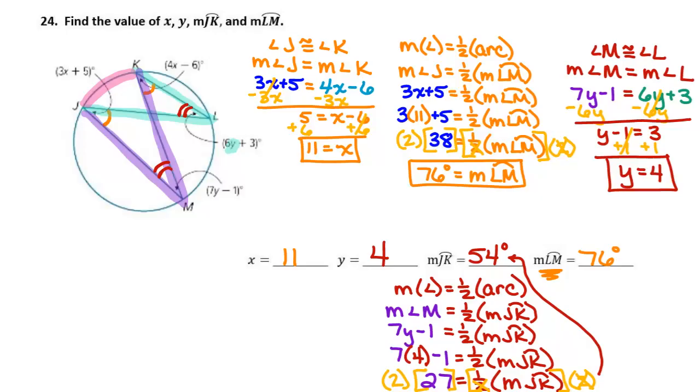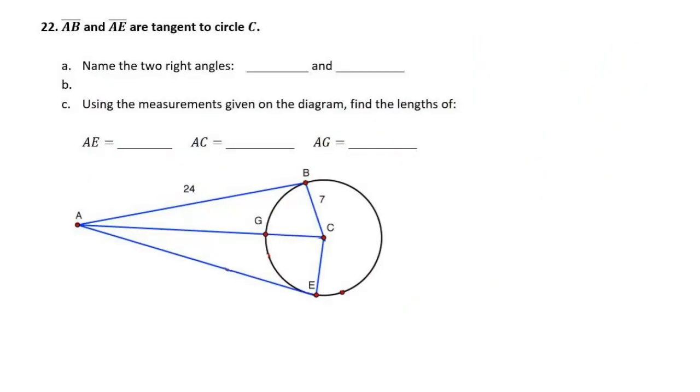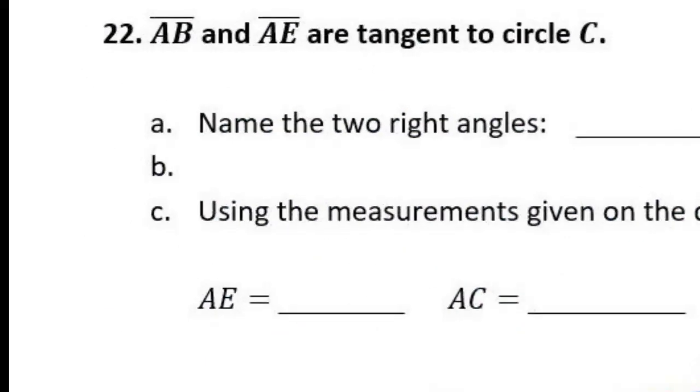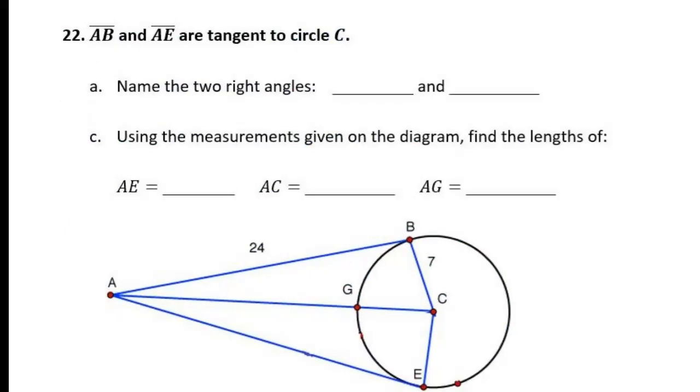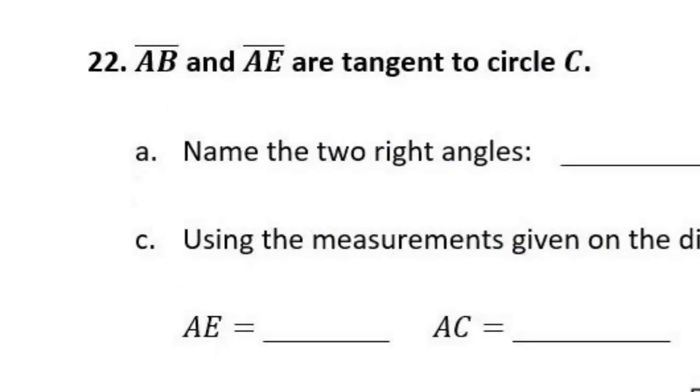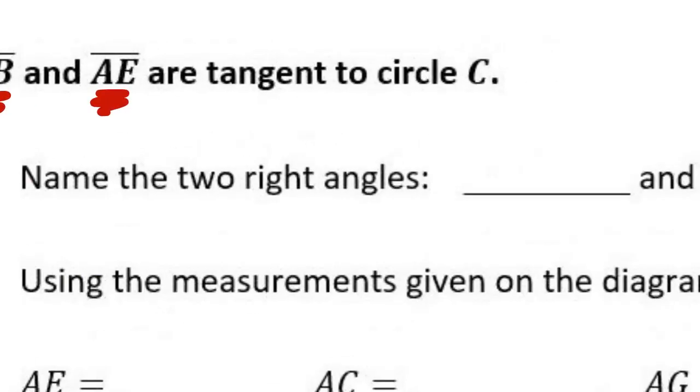22? Absolutely. Let's go up to the top side of this page. Number 22. This one says it has a part A, B, and C, but B has nothing, so that would be a typo. It says name 2 right angles. And up at the top, it tells me that AB and AE are tangent to circle C.